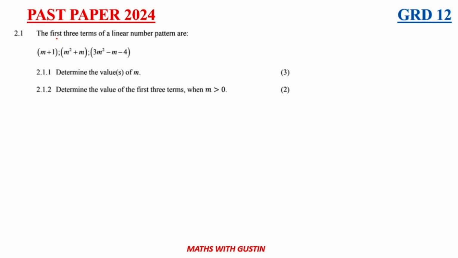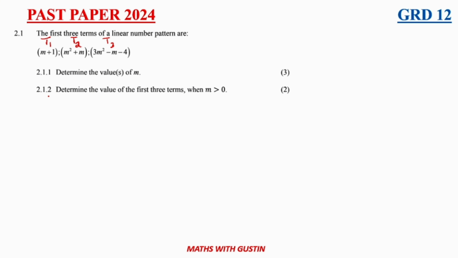It says here, the first three terms of a linear number pattern are given by m plus 1, m squared plus m, 3m squared minus m minus 4. All right, so therefore this will be term 2, this will be term 3, since we're dealing with number patterns. So the first question says determine the values of m.